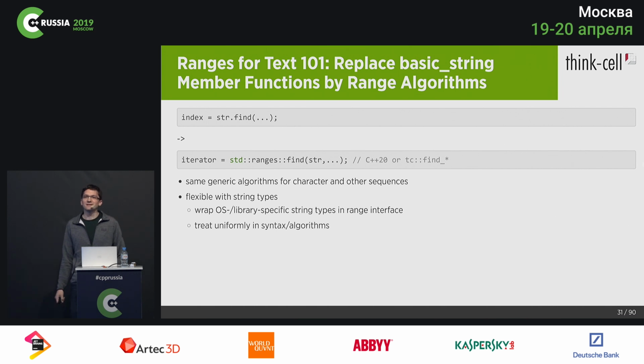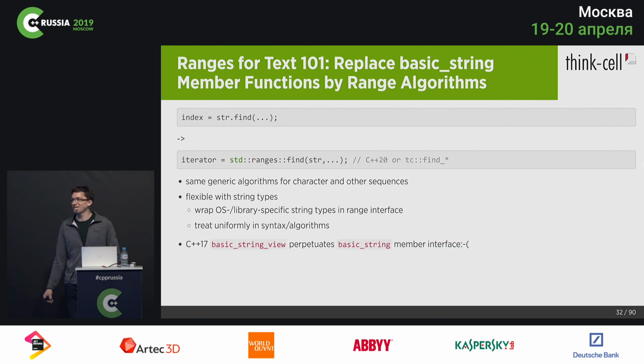Also, it's important if you need to wrap system-specific types, like say you're on the Mac and you need to wrap CFString, or you're on Windows COM programming and you need to wrap the BSTR. All you need to do to make it work with ranges is implement a simple wrapper that implements begin and end and gives you two pointers. That's super easy to do. Because you separated the algorithms from the actual container, you don't have to re-implement the entire std::string interface, and you can all use the same syntax and exchange data types.